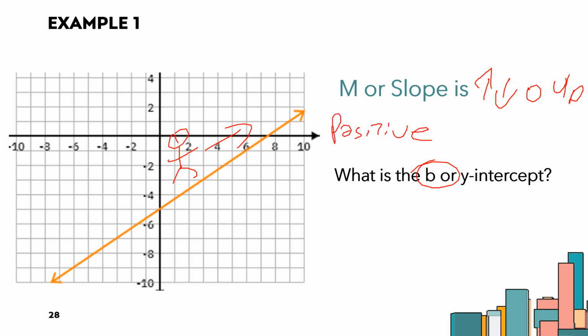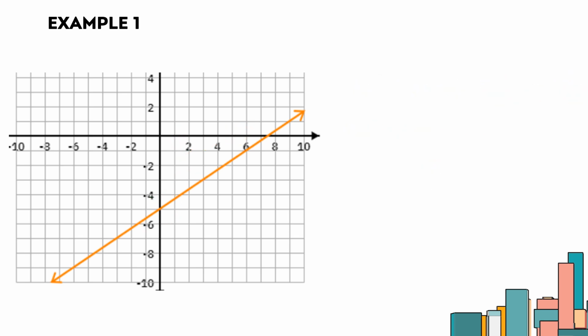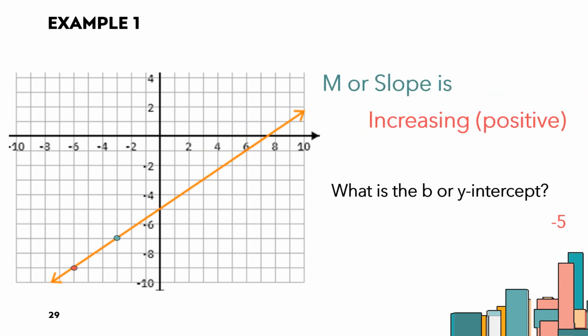And then where does this cross the y-axis? What number is that? That's right, that is -5. So we know our slope is positive because we're going uphill. Next I'm going to pick two lattice points, which I did. Got one, two lattice points.